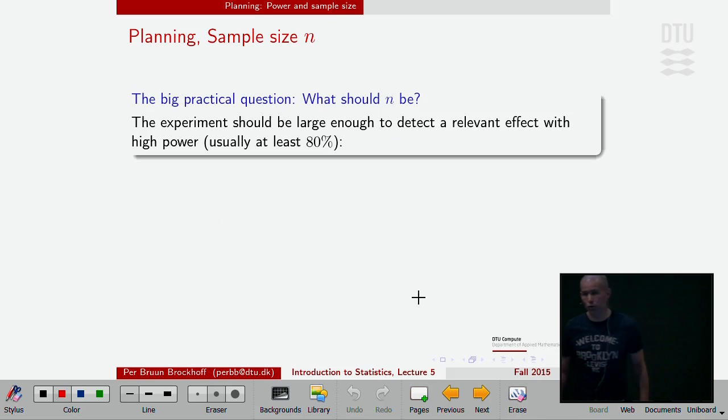Here it comes. How to do it practically. And that is the big question, and people come and ask a statistician this question again and again.